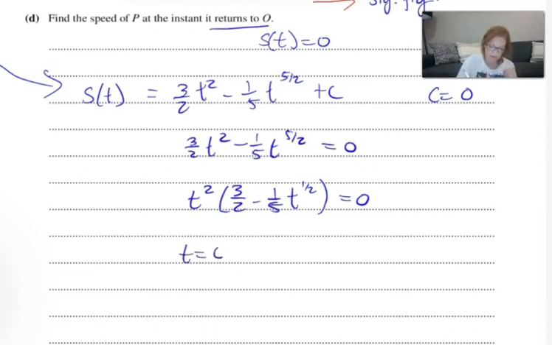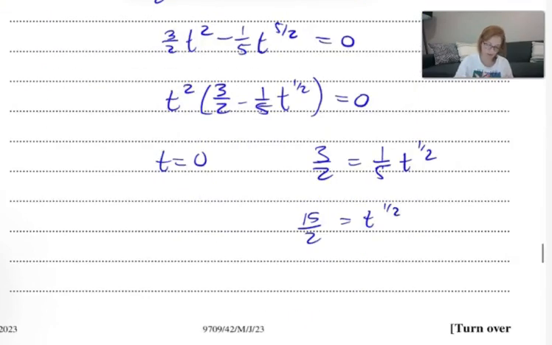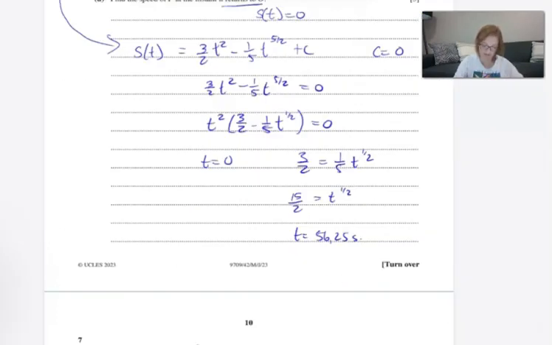Okay, so my t is equal to 0, or I've got 3 over 2 is equal to 1 over 5 t to the power of a half. Now I'm just going to put 3 over 2 divided by 1 over 5. I should have just said times 5, but anyway, that's 15 over 2 is equal to t to the power of a half. Now I need to square it if I want to get rid of my root, and so my t is 56.25 seconds.